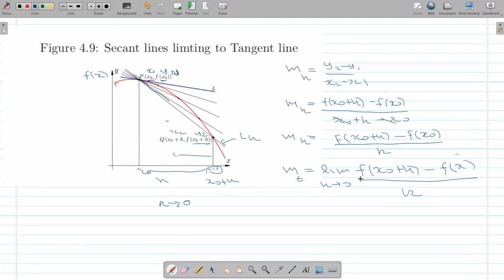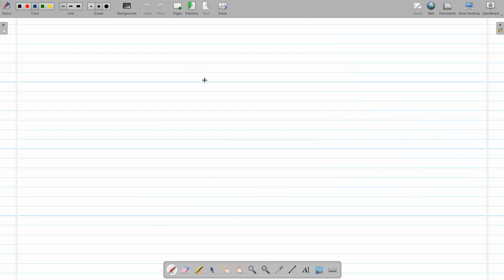Okay, good. So now we can use this definition to find derivatives. Let's say you want to find the derivative of f(x) equals x squared. Find the slope of the tangent line, or the derivative, at f(x) equals x squared. So m tangent, I will use this definition: limit h goes to 0, f(x plus h) minus f(x) over h.